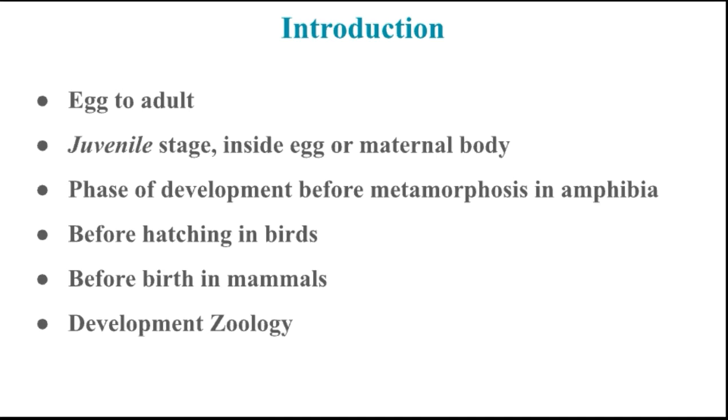Okay, so a question may arise in your mind: what is an embryo? Embryo refers to the juvenile stage of an animal. It means when it is inside the egg or inside the maternal body, that is called the juvenile stage. A young one, when it has first come out of the egg or just been born, cannot be called an embryo.